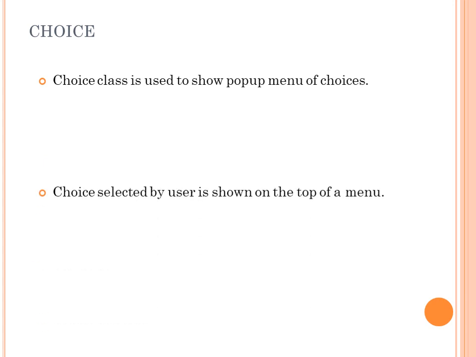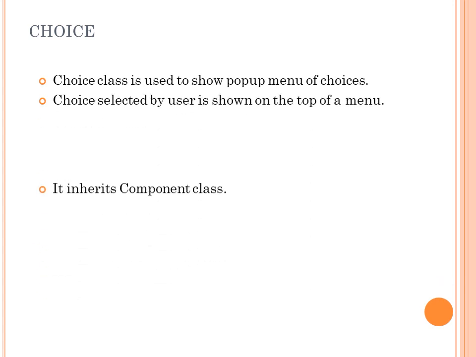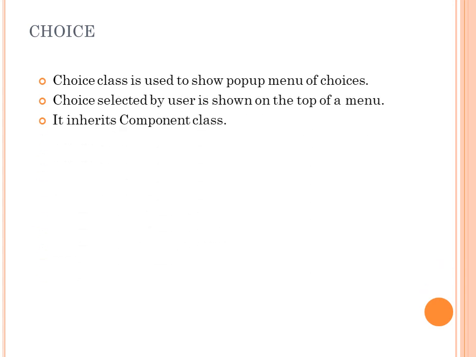Now your next component is choice. Now choice class is used to show a pop-up menu of choices. Means what? There will be a drop down list which will show you different options, and out of which you have to select a single option. Now whatever option you have selected will be at the top of that menu. It inherits a component class.